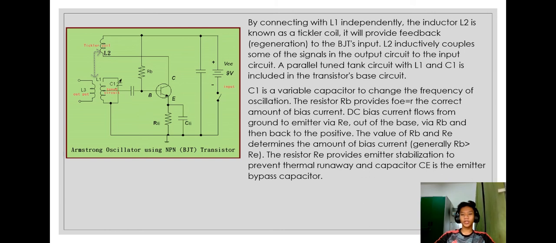The resistor RB provides the correct amount of bias current. DC bias current flows from ground to emitter via RE, out of the base via RB, and then back to the positive. The values of RB and RE determine the amount of bias current, and generally RB is bigger than RE. The resistor RE provides emitter stabilization to prevent thermal runaway, and capacitor CE is the emitter bypass capacitor.